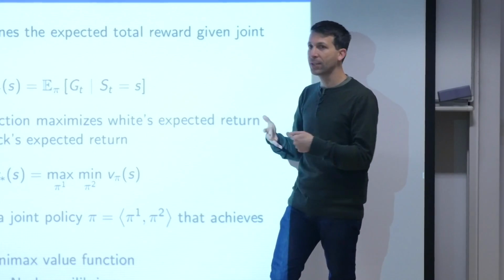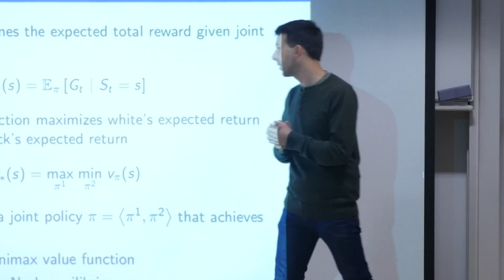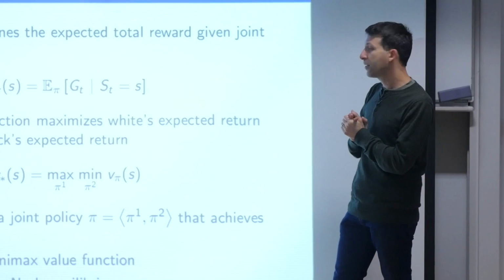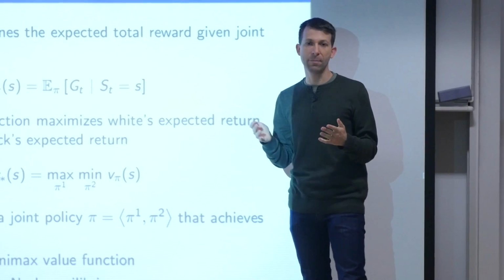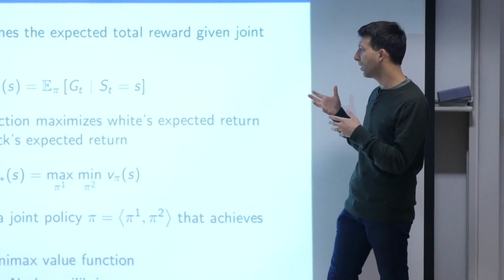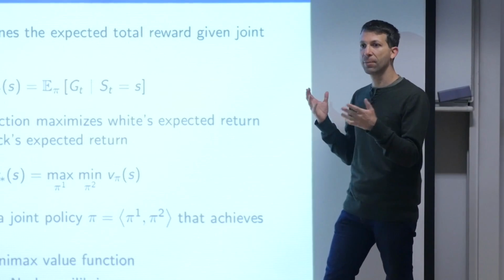The amazing thing about the Minimax value function is that it's unique. And this is not true, for example, if you're playing a game like poker with imperfect information, or non-zero-sum games, and so forth.